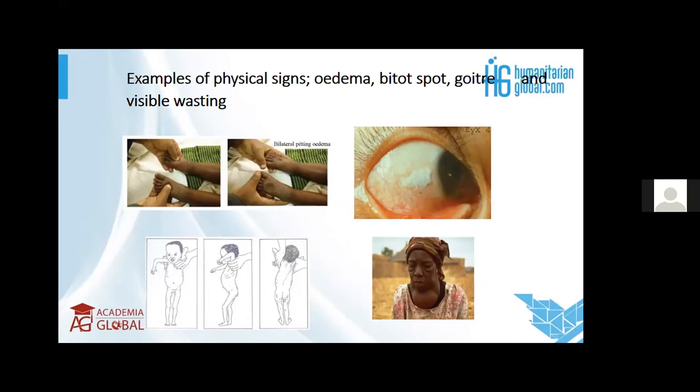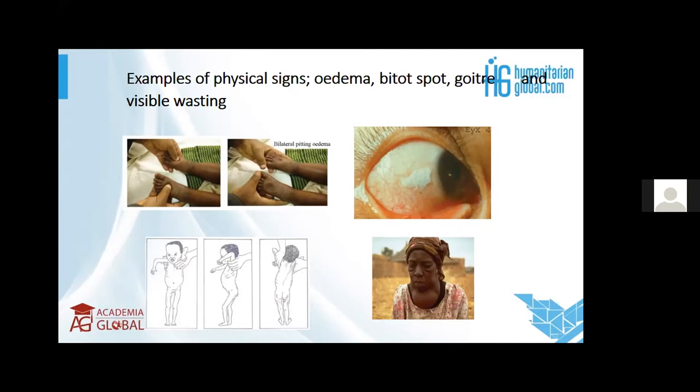Now, these are some examples of the physical signs that you could come across. They are not all of them. There are tables and pictures that exist that show you exactly what to expect. These are just some of them. In the first picture, we are seeing edema. You can see that child's foot; the practitioner is pressing and it is leaving an indentation. It is called bilateral pitting edema, meaning it is on both feet. That could be an indication of a protein deficiency.